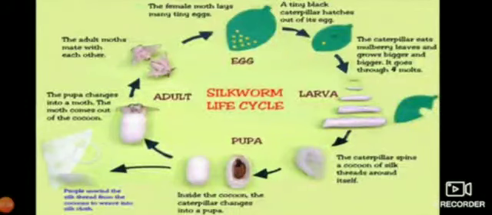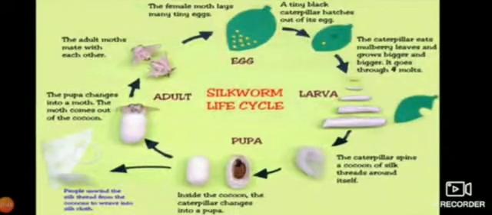Plant fiber is a carbohydrate, whereas animal fiber is a protein. This you should keep in mind. Plant fiber is a carbohydrate, whereas animal fiber is a protein. Now, rearing of silkworms is called sericulture. Rearing of silkworms and obtaining silk from them is also called sericulture.